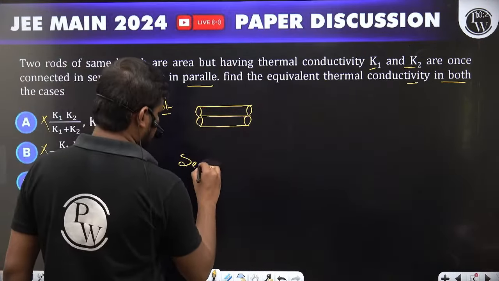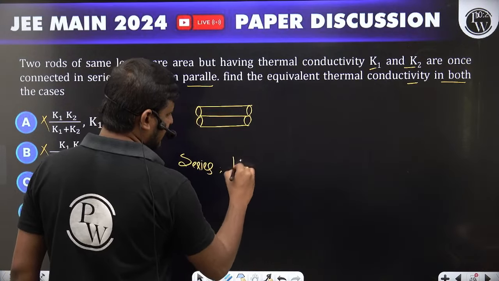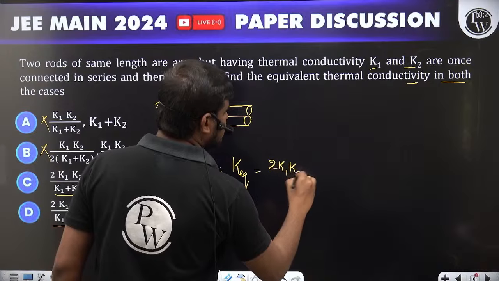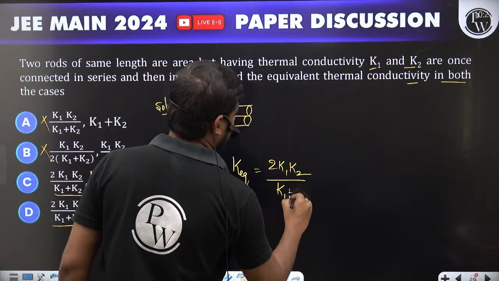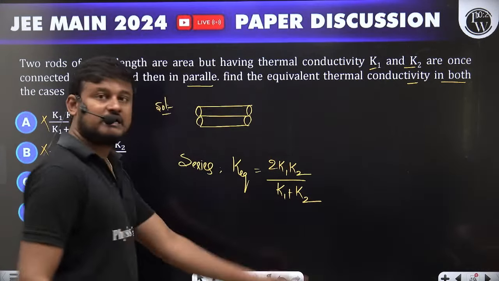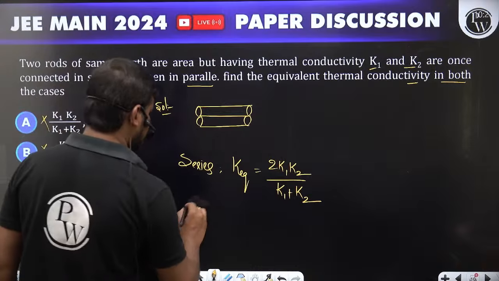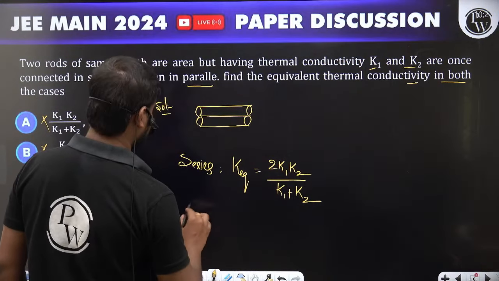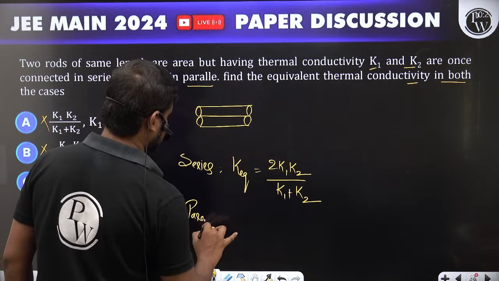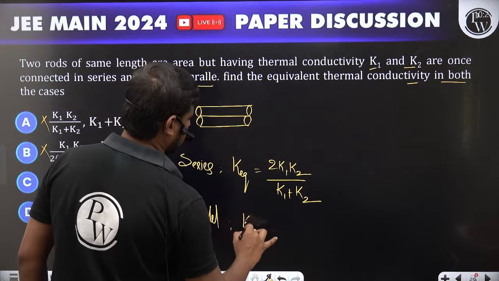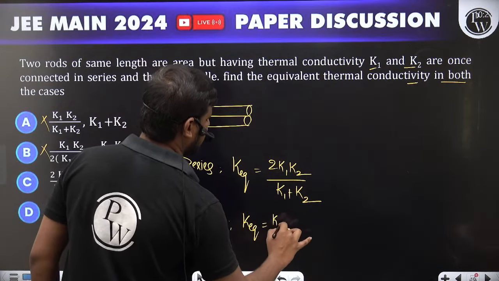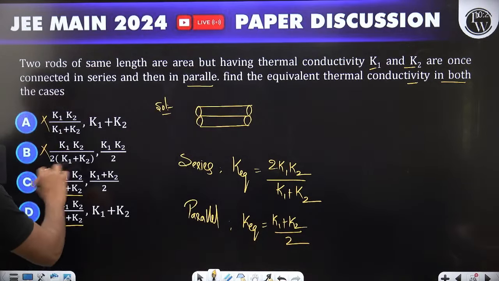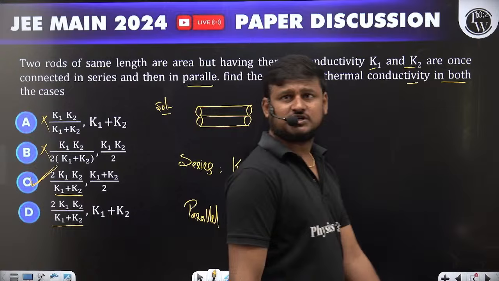In the case of series, for K equivalent, I am not going for the derivation because this is the easiest part where you can directly remember the formulas, right? Next we have the parallel case, K1 plus K2 by 2. So then I could see option C. Direct question.